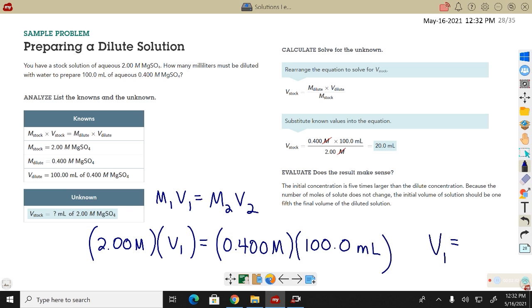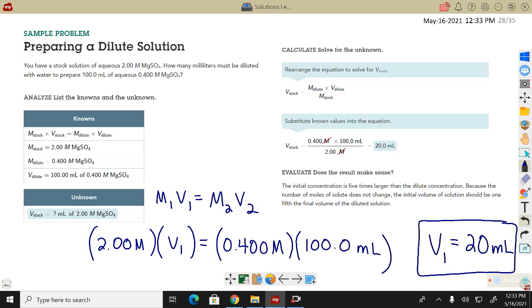So I might take the 0.4 times 100 and then divide by 2. And then I should isolate V1. Just doing some algebra. And I get 20 milliliters. Oh, well, that wasn't so bad, right? So they did the same kind of calculation, but I just say plug and chug, like plug the numbers in and do the algebra to solve for your missing variable.